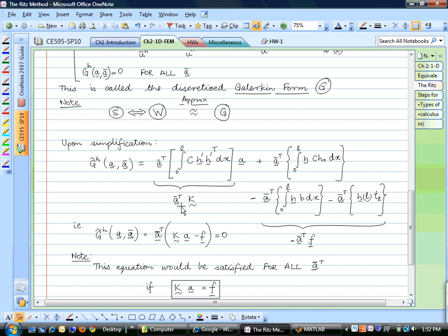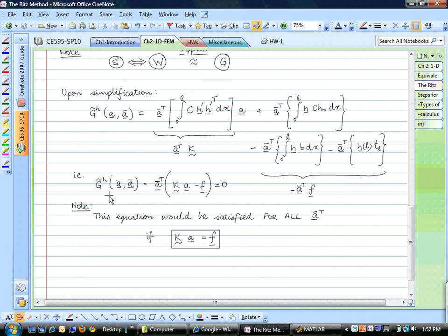Okay? And now you can express your G function in this way. So this is A bar transpose. This is a row vector. Here is a matrix multiplied with a vector. So this K multiplied with this A. Matrix multiplied with a column vector, you'll get another column vector minus F, right? So you can make sure that this equation is 0 for any value of A bar now.